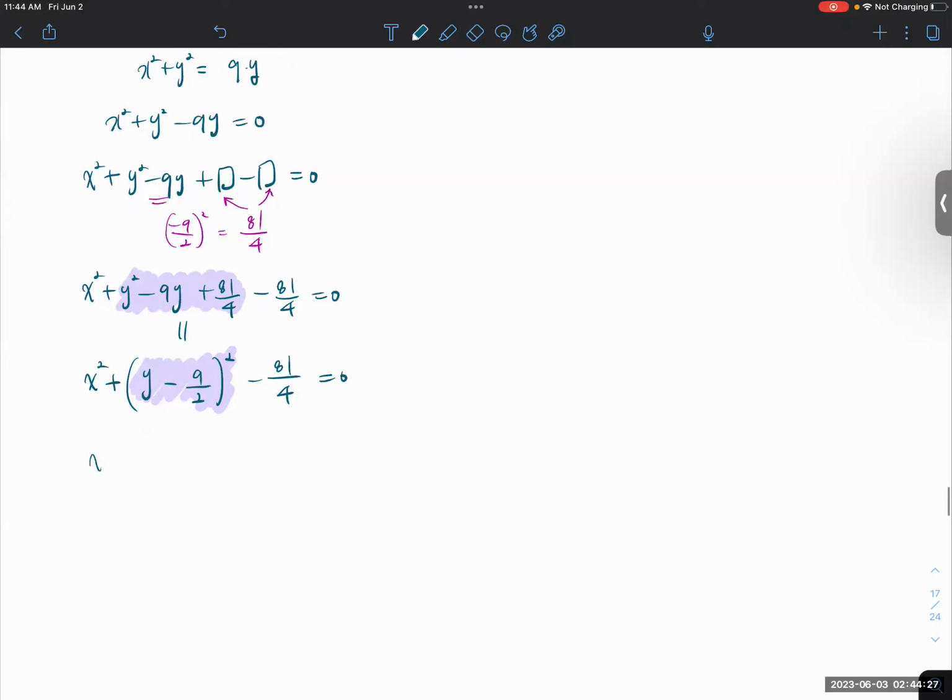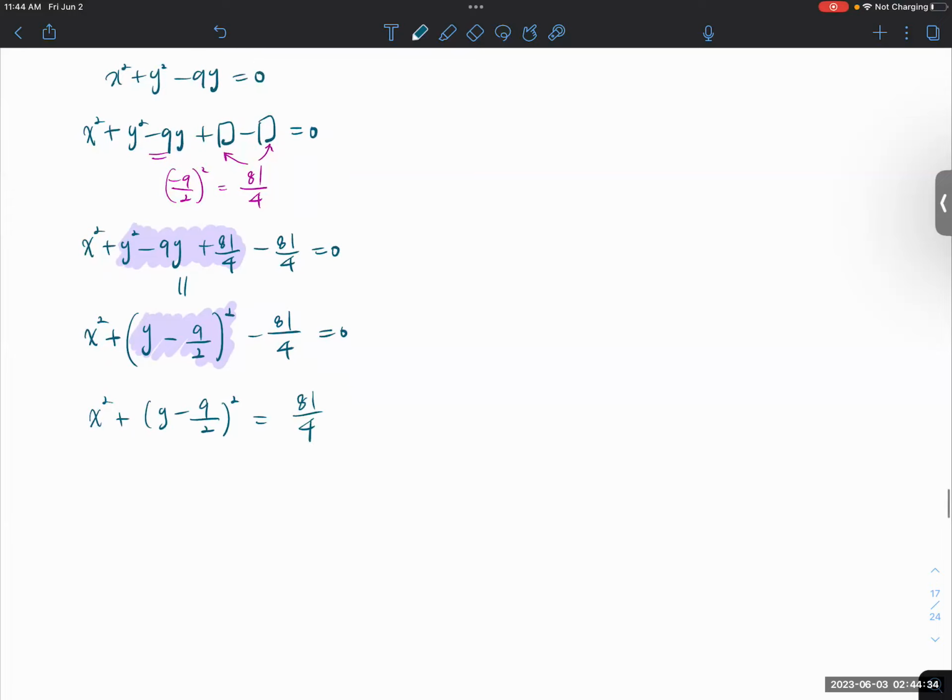So if I write it better, x squared plus (y minus 9 over 2) squared equals 81 over 4. Again, this is a circle, with center at (0, 9 over 2). The radius is going to be, what do you think? The radius is going to be 9 over 2, because according to the circle equation, the right side is r squared. So this one is the radius squared, and the radius itself is 9 over 2.